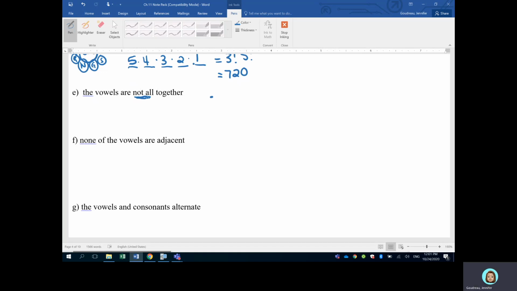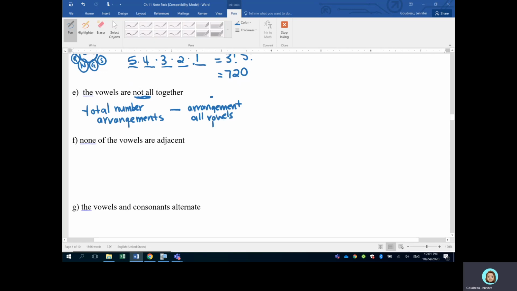What we are going to do when we have something that says "not all together," which implies that some can be, is take the total number of arrangements of all the letters. So we're going to find the number of all the possible arrangements. Then we are going to subtract, or take out, all of the arrangements that have the items all together. So we're going to subtract the arrangements with all the vowels together.